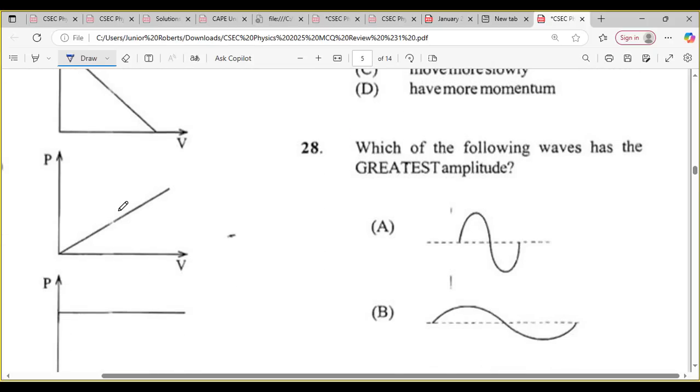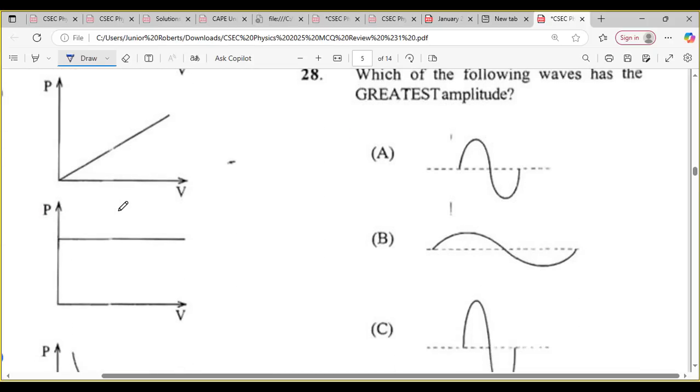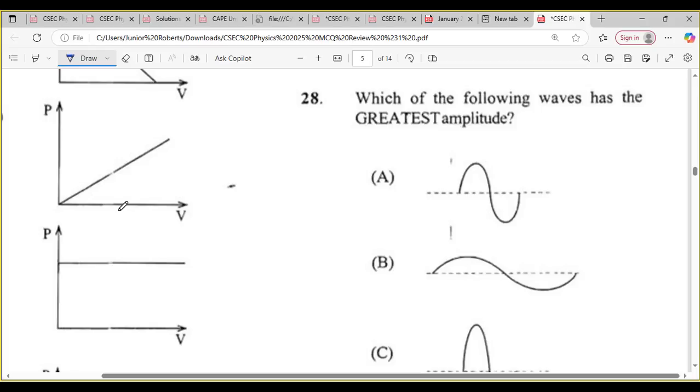And we continue with 28. 28 says, which of the following waves?